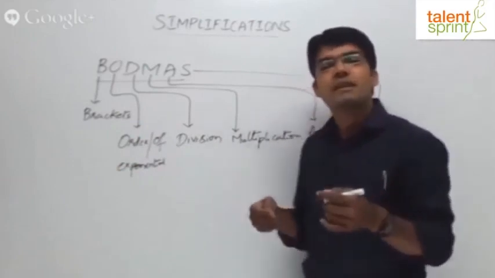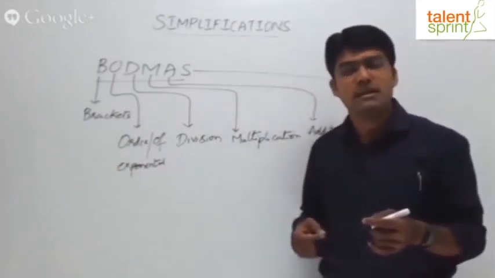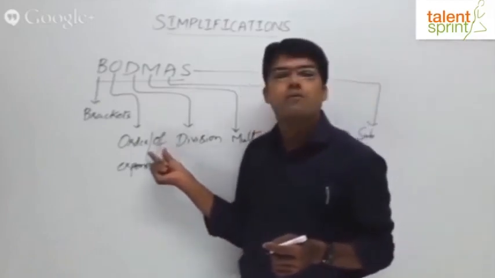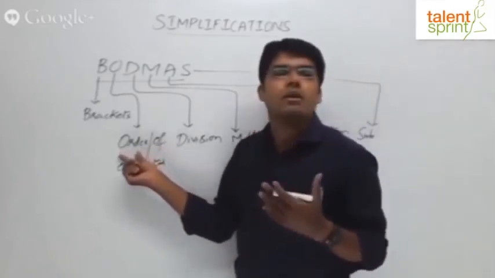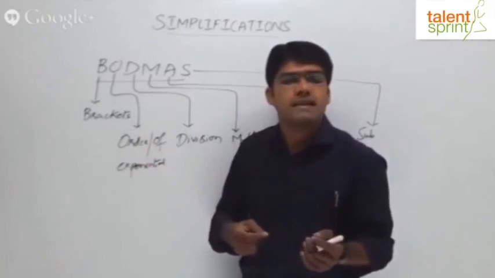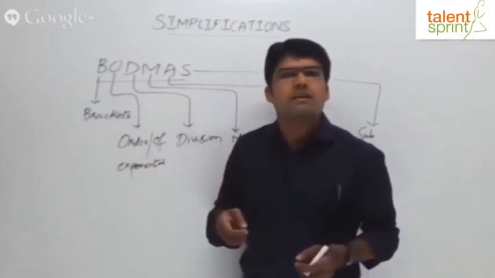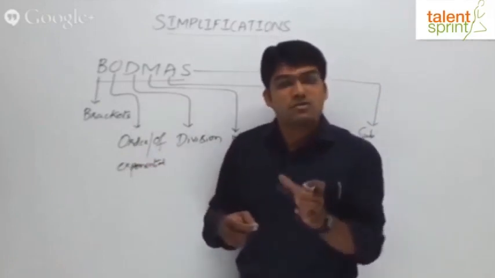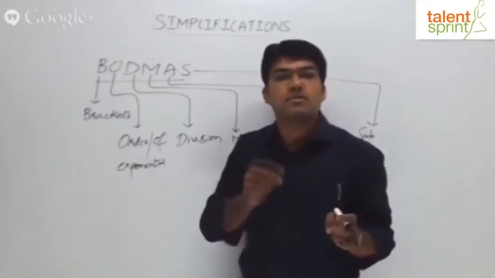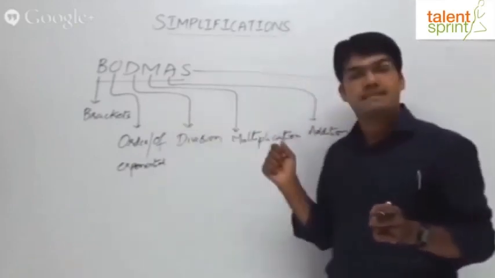So what does that of mean here? Of is nothing but multiplication, right? So we need to first simplify that of part. Or operations related to orders. Orders are nothing but powers. For example, in a given simplification question, we may have 3 squared. So that 3 squared has to be simplified first. We should take it as 9 before we proceed to the next step.